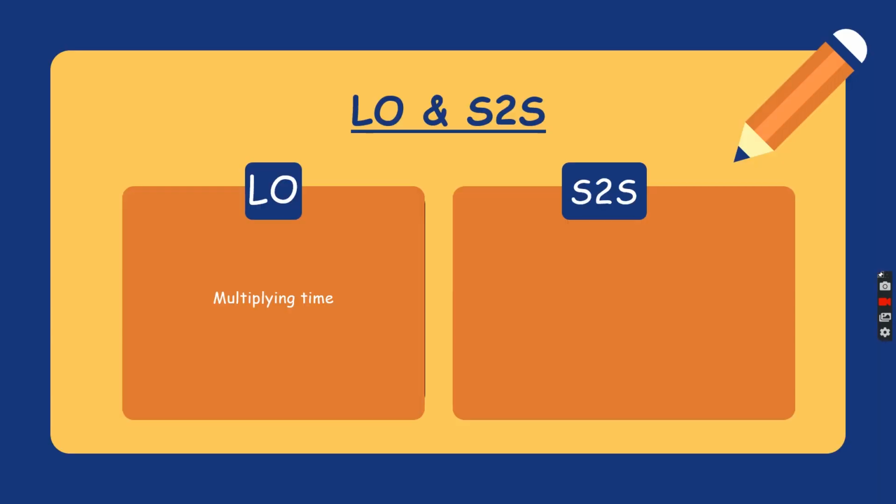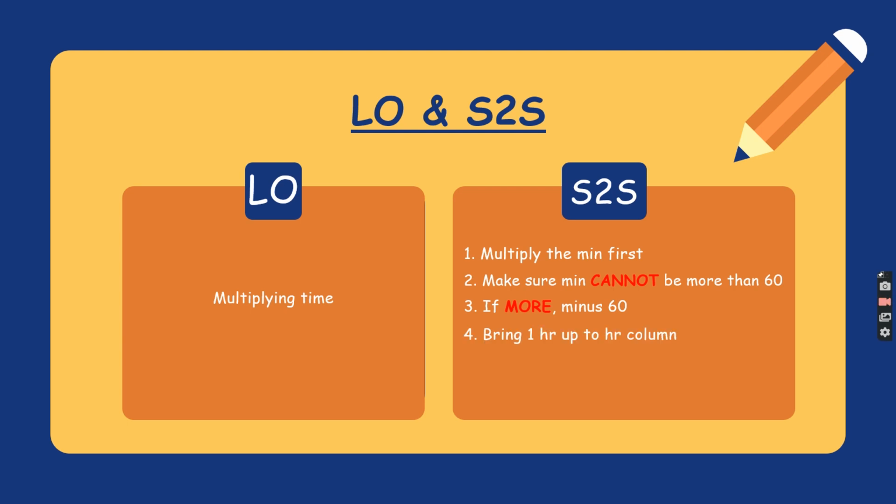So let's recap our LO and S2S for today. Our LO is we are multiplying time, as simple as that. And the first one for S2S is we multiply the minute column first, and then we need to make sure that the minute cannot be more than 60. If it's more than 60, we need to minus it by 60. And then we're going to bring the 1 hour up to the hour column. And the last one is we multiply with the hour.